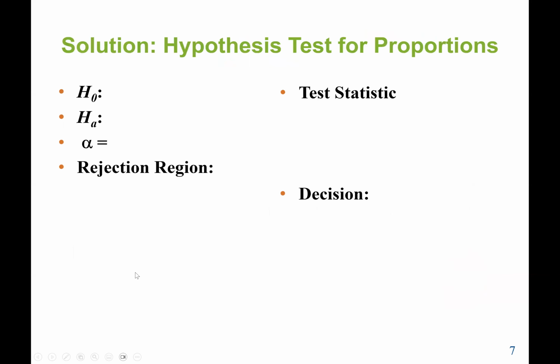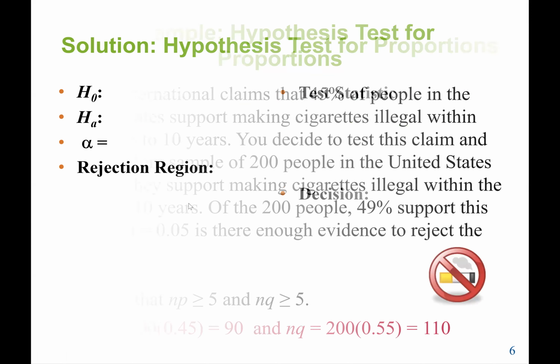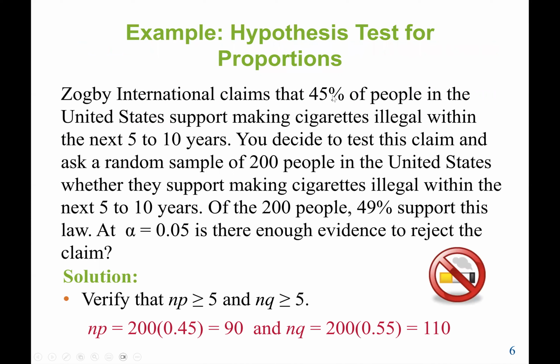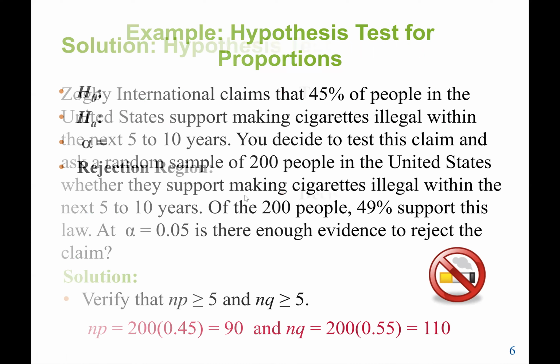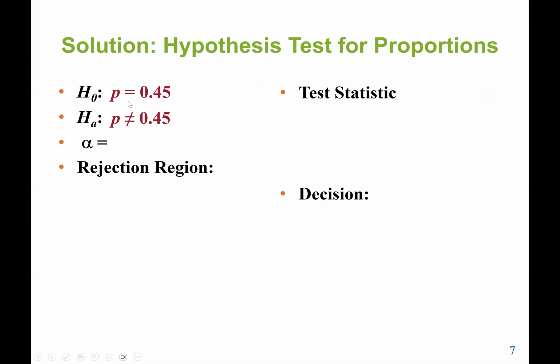Then next, we need to state our H0 and HA. And again, it's a proportion, because as we said, we can see from the question here, 45% and also 49%. So these are percentage proportion values. So the claim said 0.45, 45%. So if H0 is P equal to 0.45, then we say P not equal to 0.45 is the alternative hypothesis.